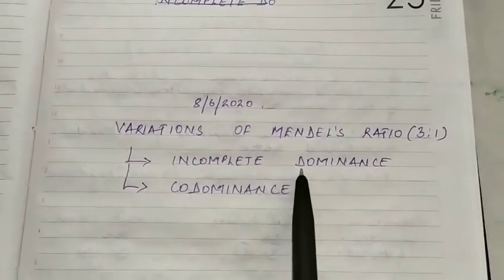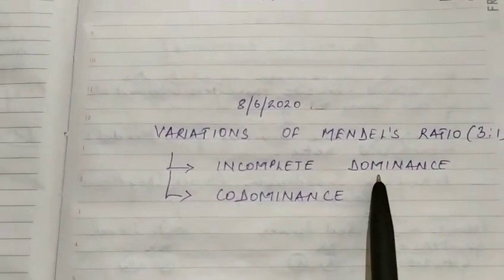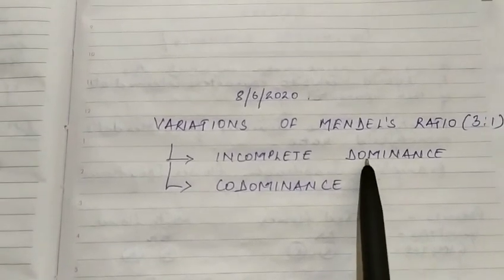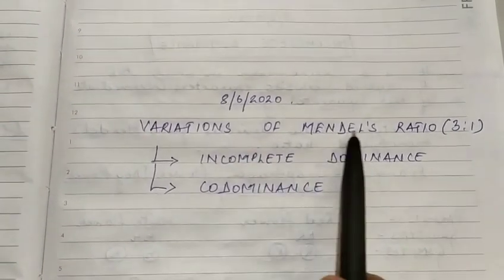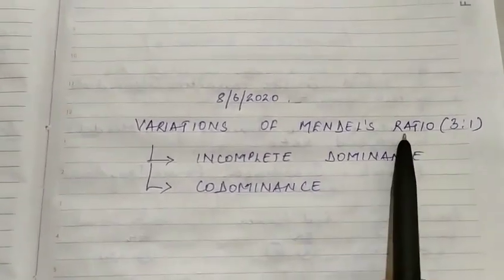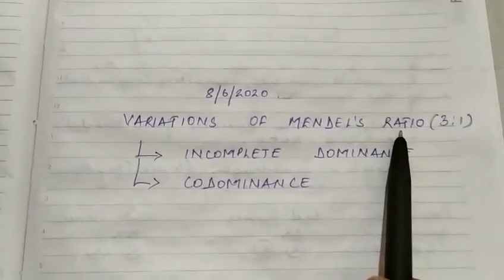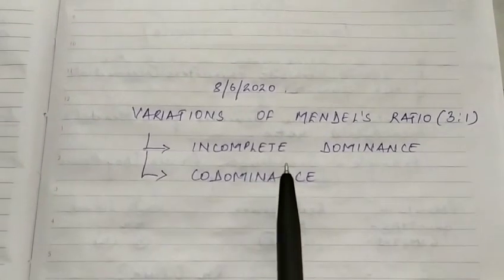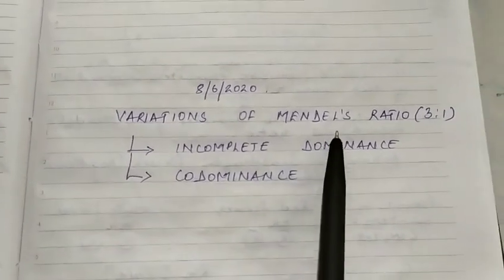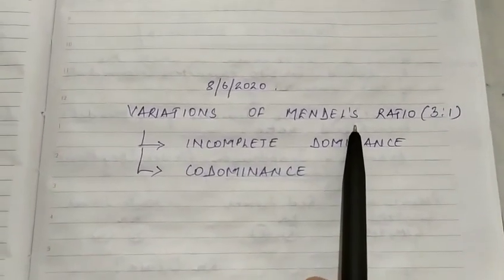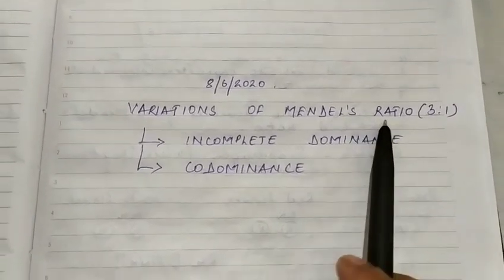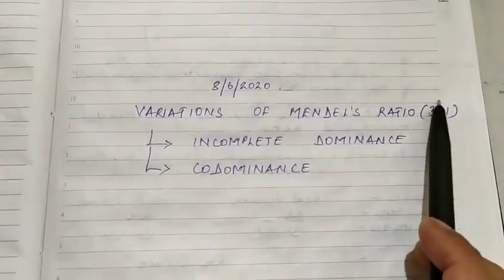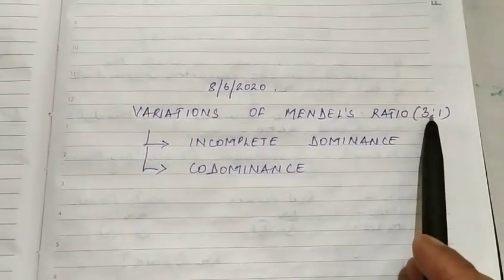After learning Mendel's monohybrid and dihybrid cross and the ratio, today we will learn about the variations of Mendel's ratio. When we are talking about ratio here, we are talking about the monohybrid ratio. Though Mendel carried out the crosses with pea plants, it is said that he was quite fortunate that he got all the ratios perfectly as 3:1.